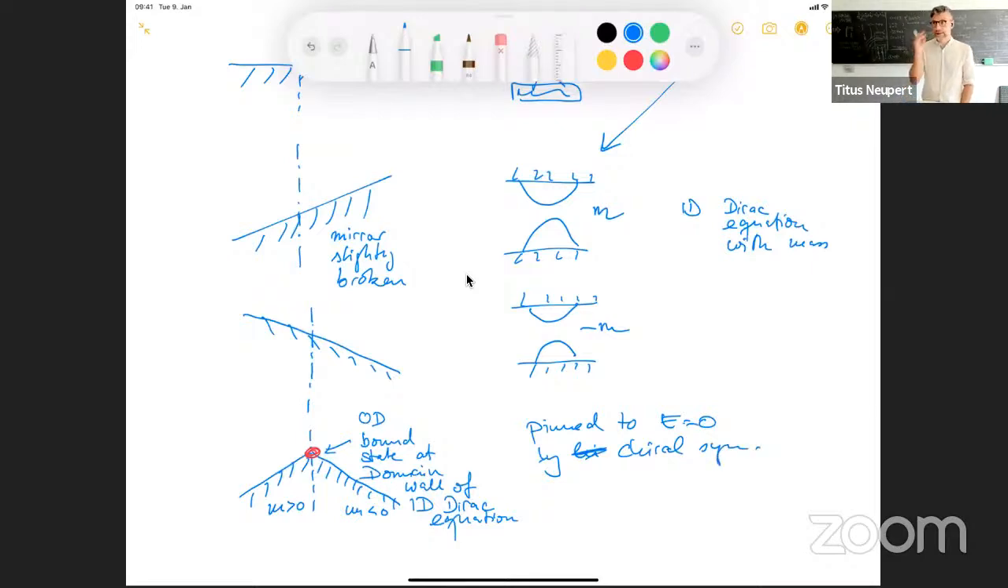Okay, then there is another question. If you cut like this, you could also have trivial surface states from dangling bonds that you cut in a more complicated spectrum or material. How do you distinguish them from the topological states?